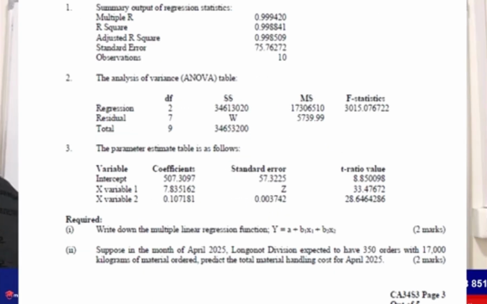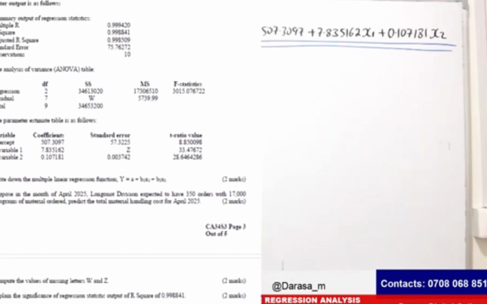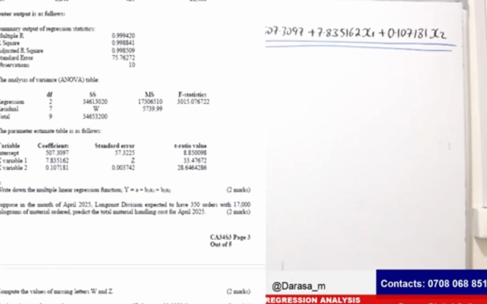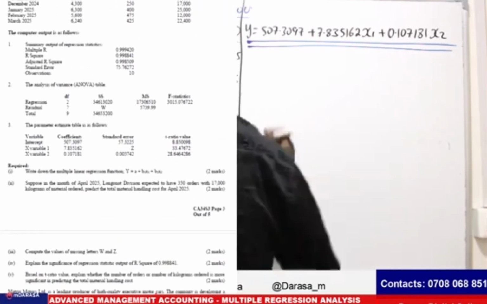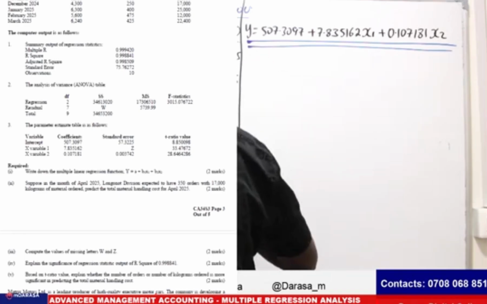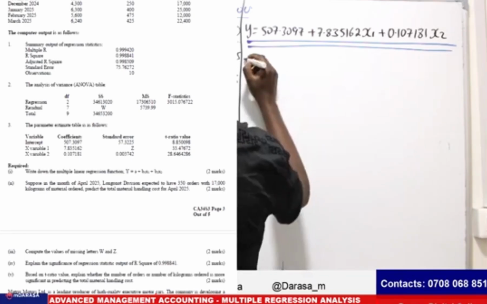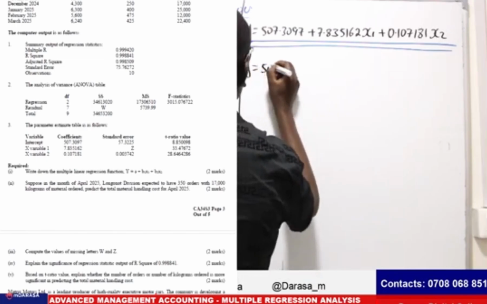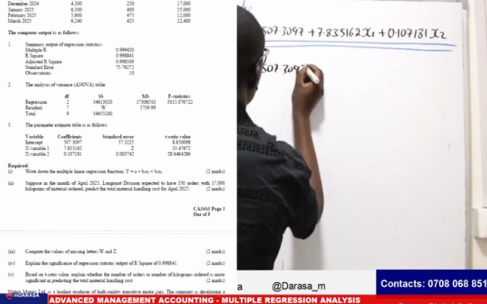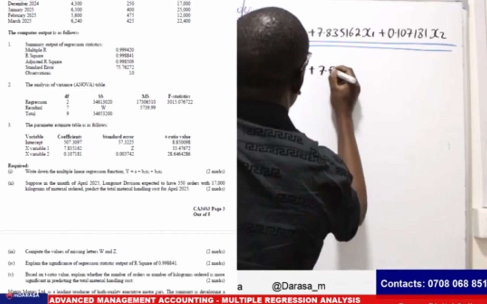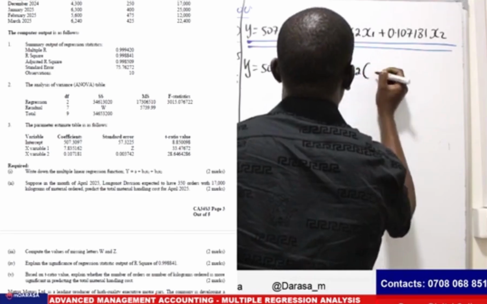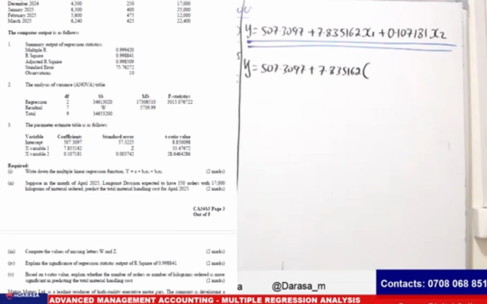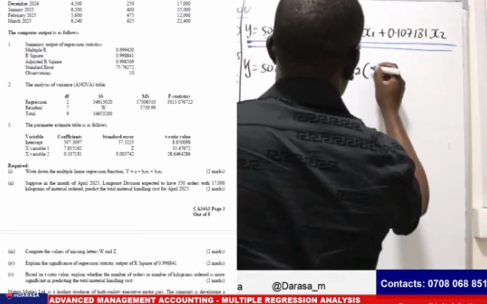What we will be required to do then, it is easy. This is what we'll be required to do. We come and take our equation, which is y is equal to 547.3097. We add 7.835162. We multiply by x1, which is the number of orders, and you're given what? The number of orders to be 350. So you multiply here by 350.